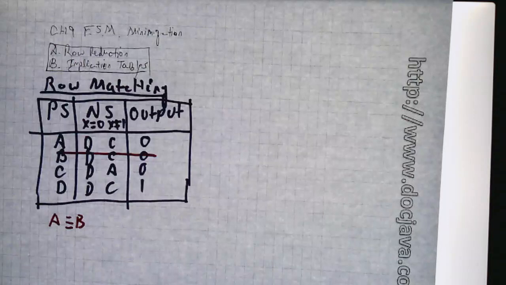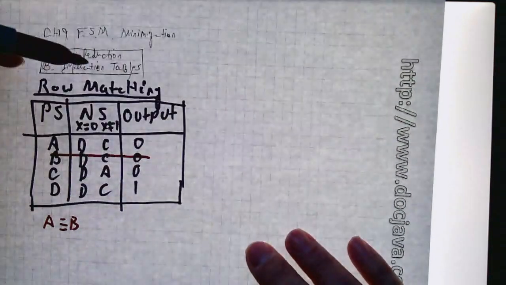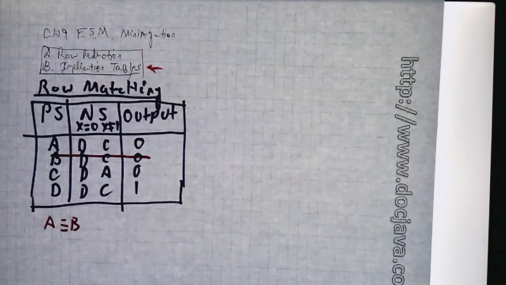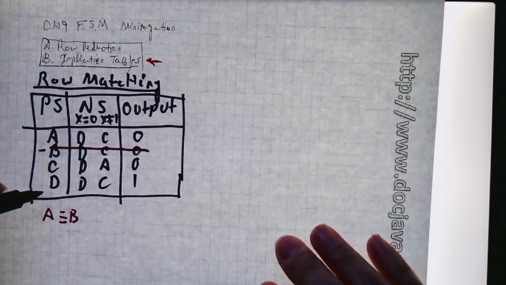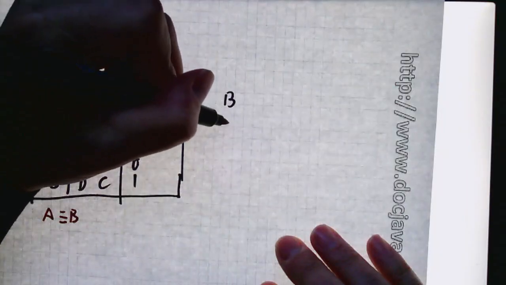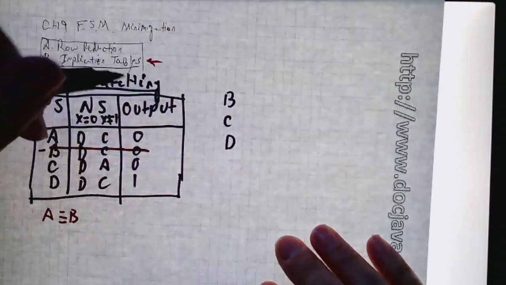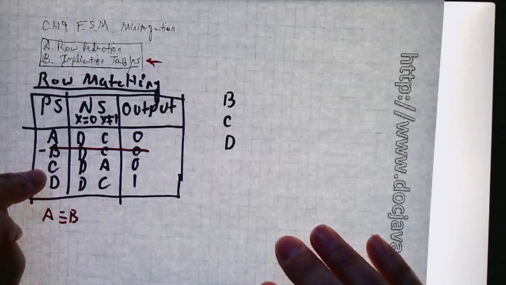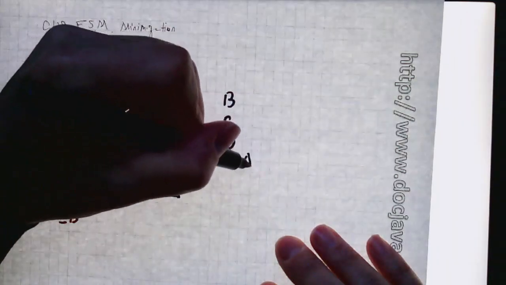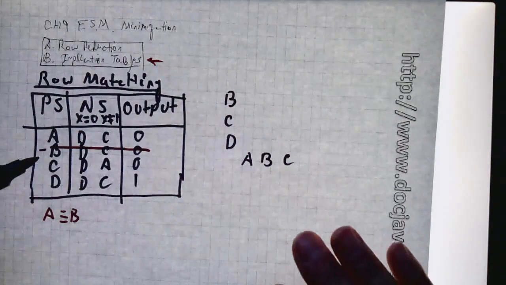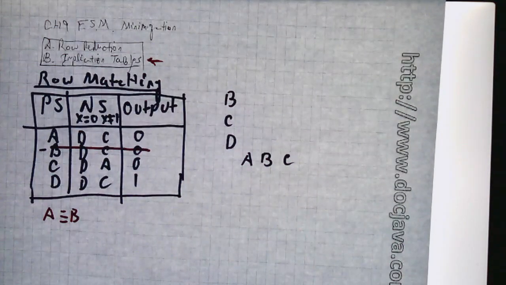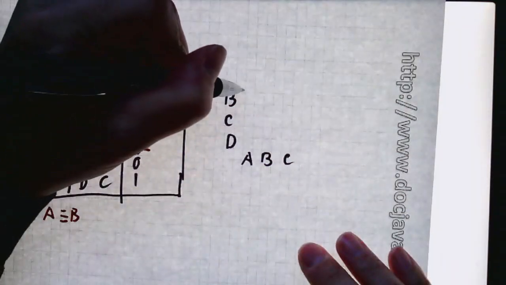Then there's another way to go, and this is called the implication table. Let's switch back to black color. In the implication table, you start with the second letter and end with the last: B, C, D. And then you start with the first letter and end with the second to last: A, B, C. And then you make a lower triangular matrix.